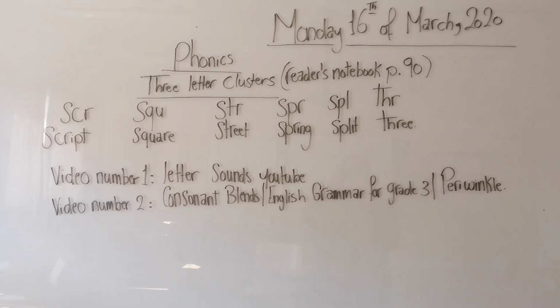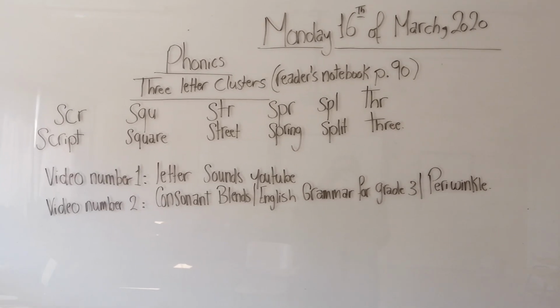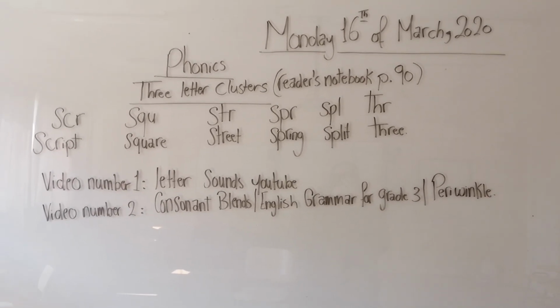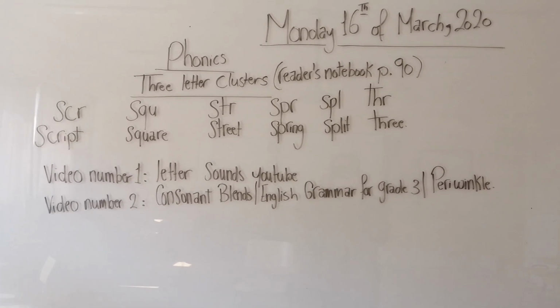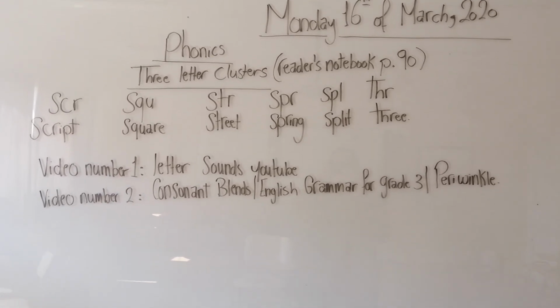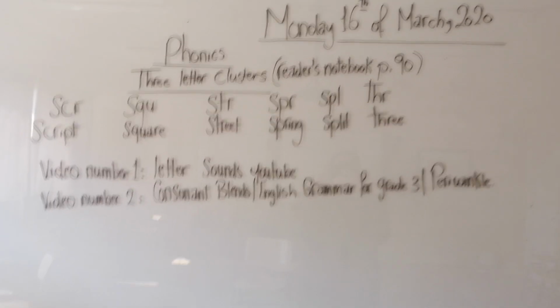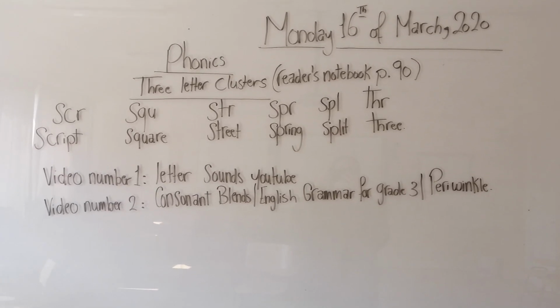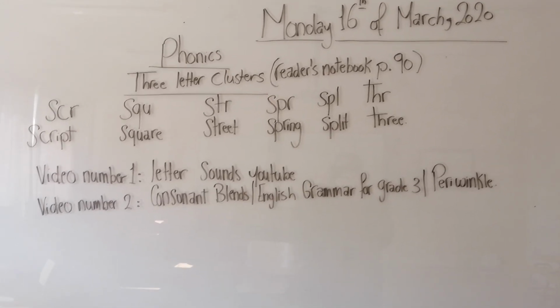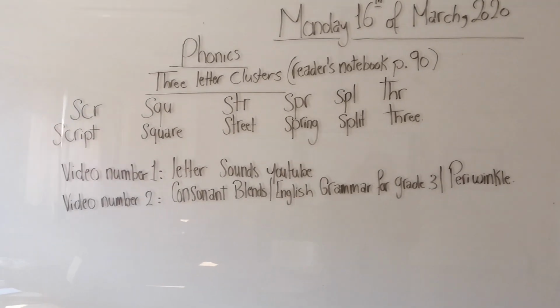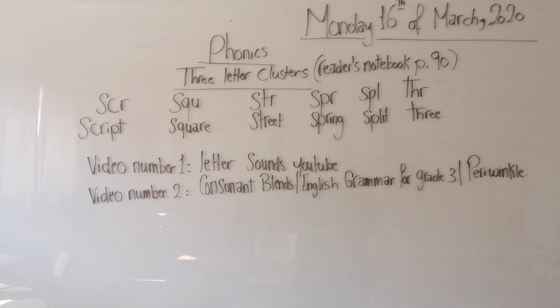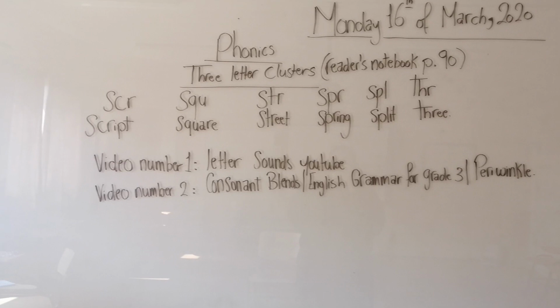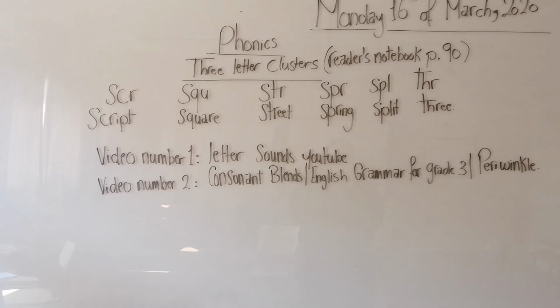For example, spring. I have SPL, spl. For example, split. Then I have THR. If I'm going to blend them together, it's going to be thr, three. So, these are the meaning of blending consonant letters together, the 3-letter clusters.